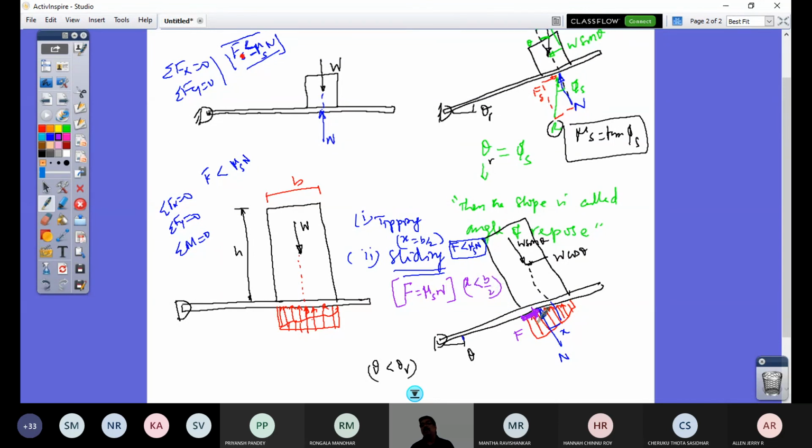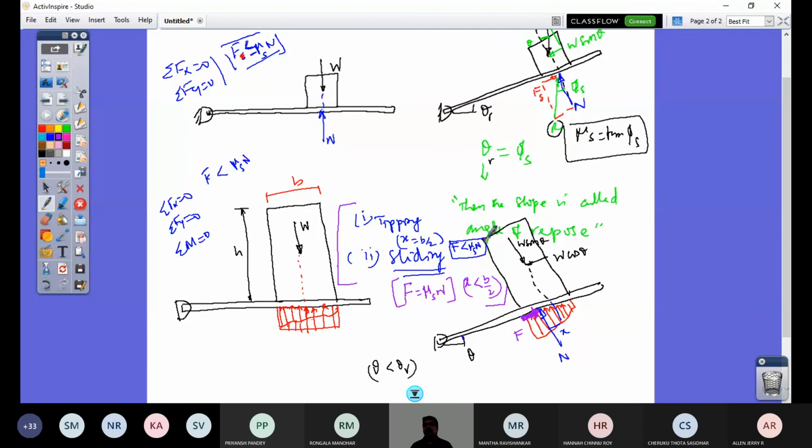what is my x position? Normal, where is it located from the center of the contact? It is located such that it is less than b by 2. Then only would sliding take place. So this is how you should say it. This is a very important theory of dry friction. You should not have any doubts in this.